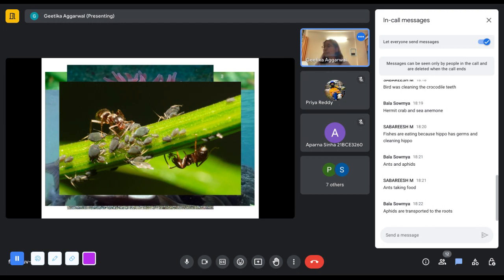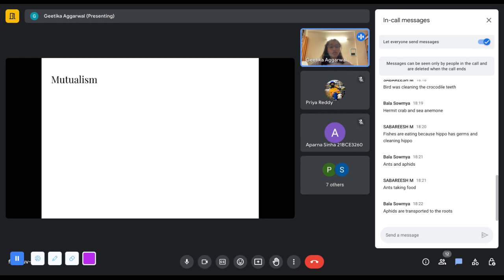Okay, moving on, let's talk about mutualism. It is very similar to protocooperation, but with one major difference: this is necessary for the survival of the two organisms, or you find them together most of the time. It is obligatory. So both of the species interact and they get positive results or benefits out of this interaction, and this is also obligatory for their survival.